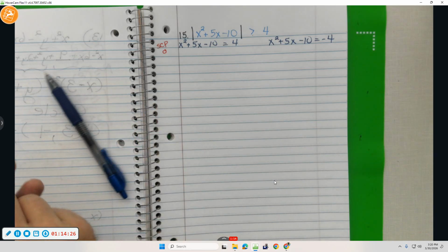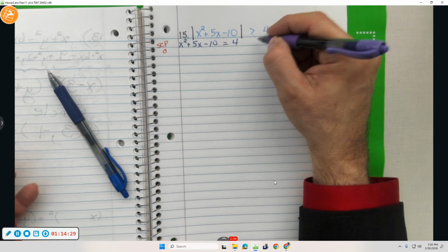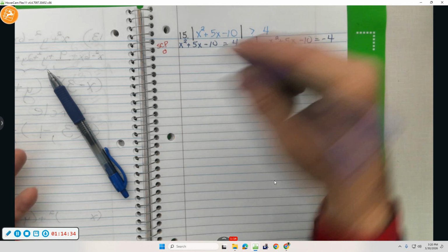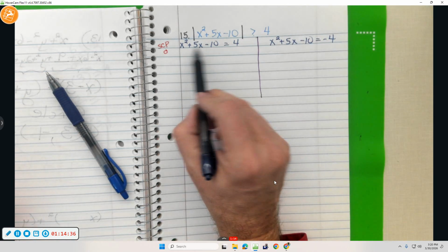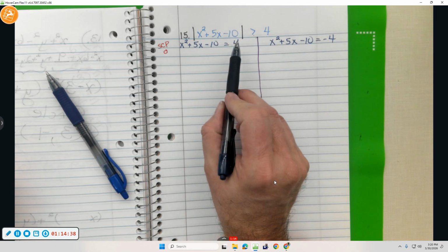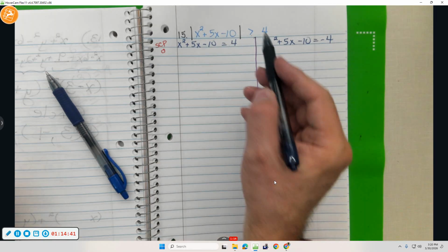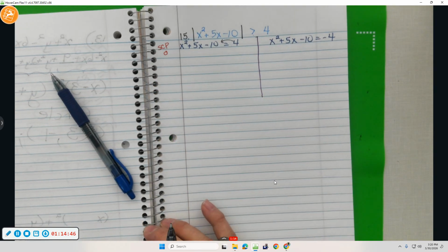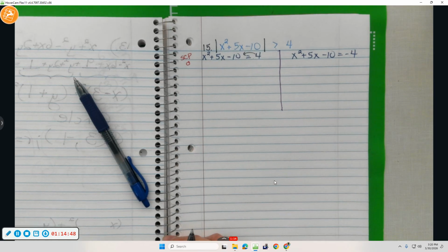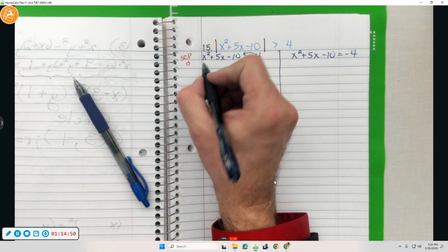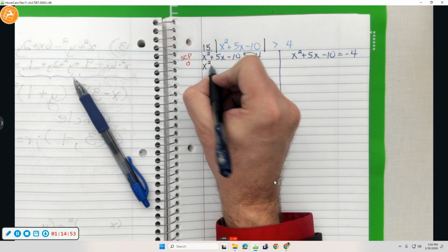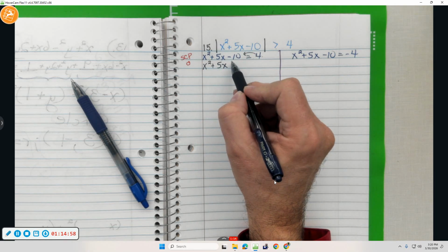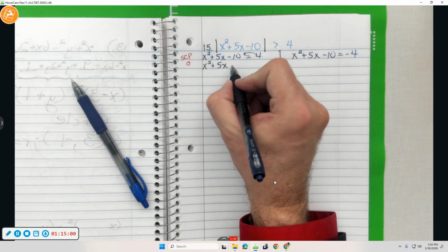Let me draw a line. To solve this quadratic equation, we need a 0 on one side. So I'll just move that 4 over. And I'd have x squared plus 5x, subtracting 4 from both sides. Is that going to be a minus 14?